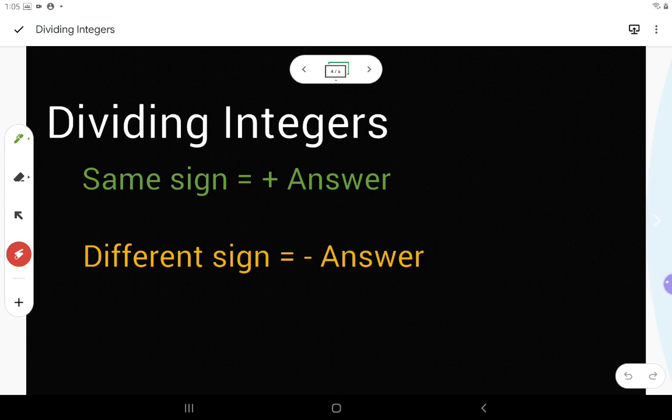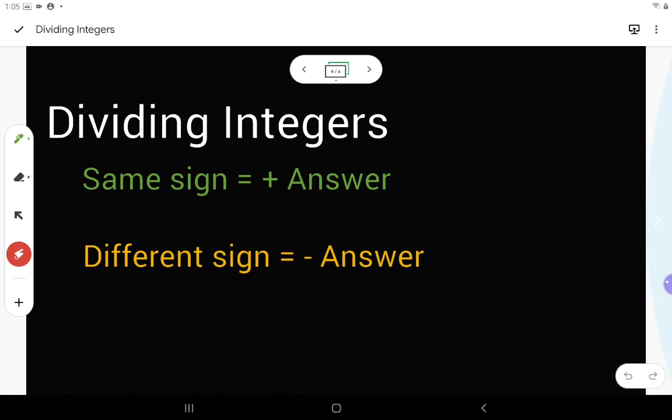Okay, so dividing integers. If I have the same sign and I'm dividing, I'm going to get a positive answer. If I have a different sign when I'm dividing, then I'm going to get a negative answer. This is the exact same thing as we had with multiplication. It's the exact same process, just instead of multiplying the two integers, we're dividing the two integers.